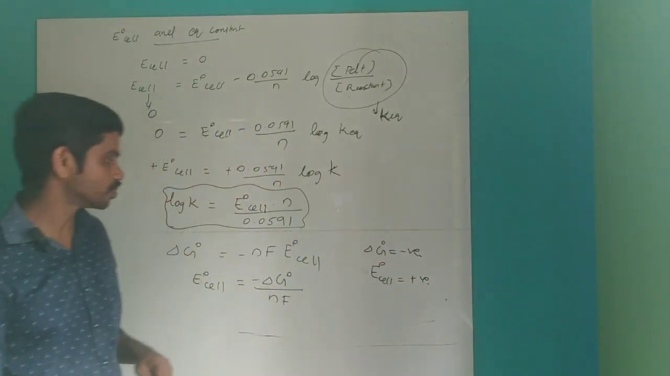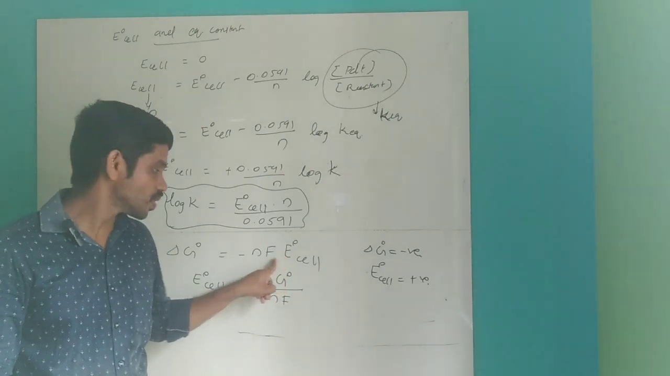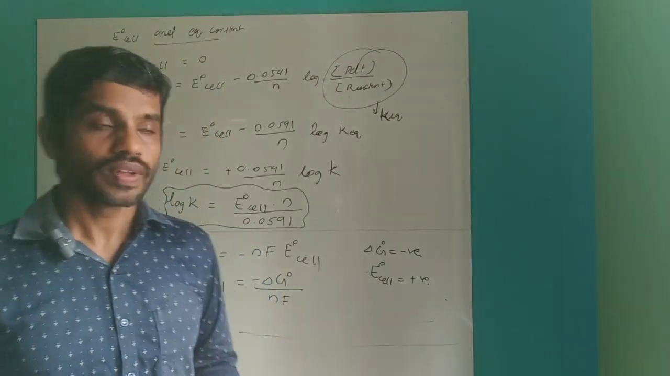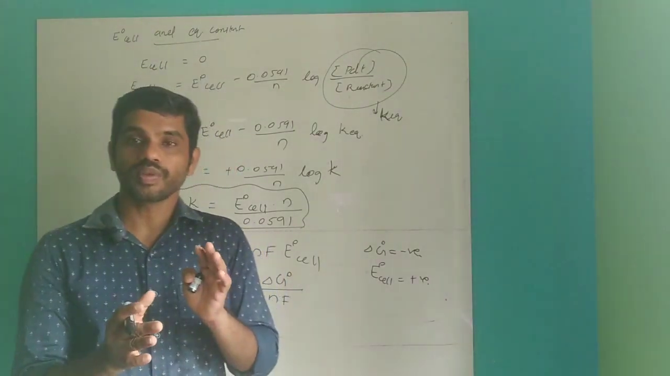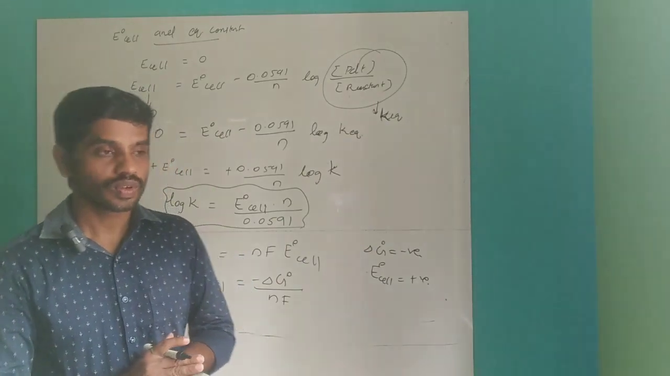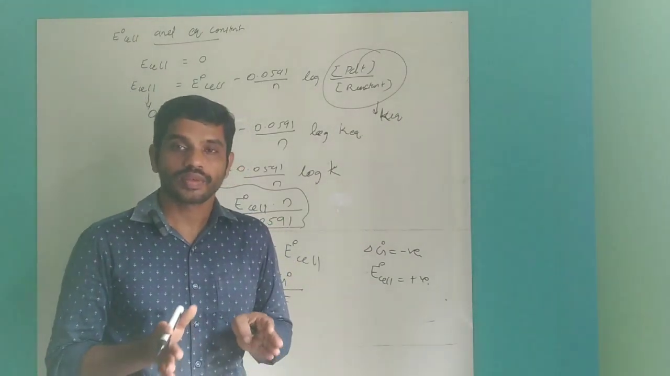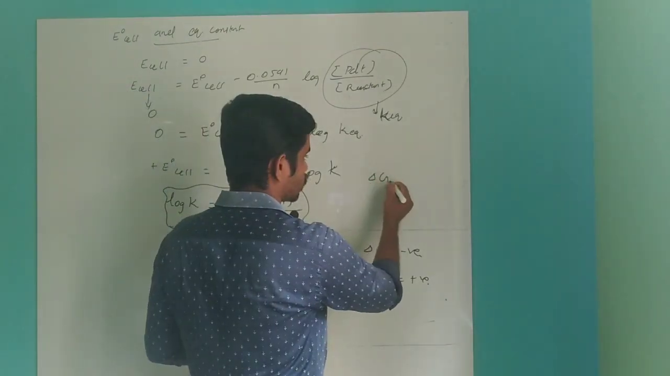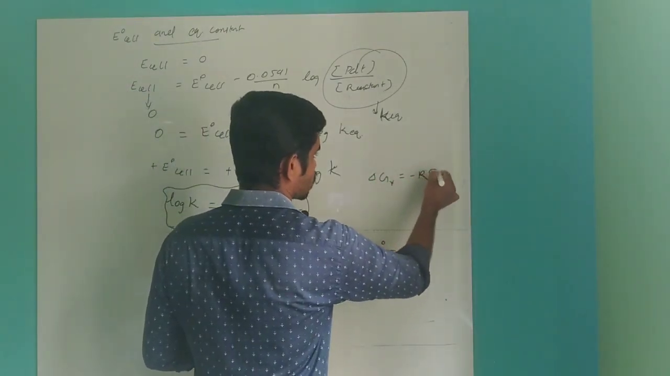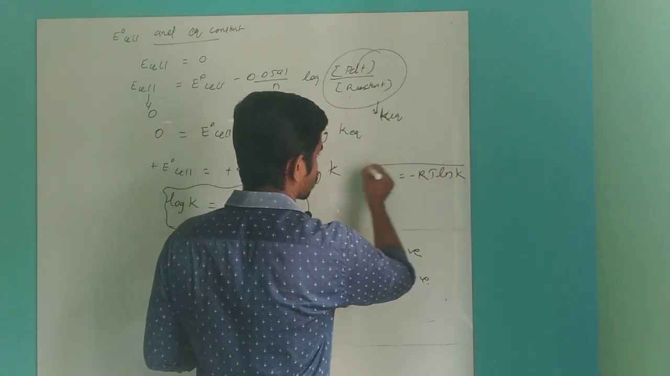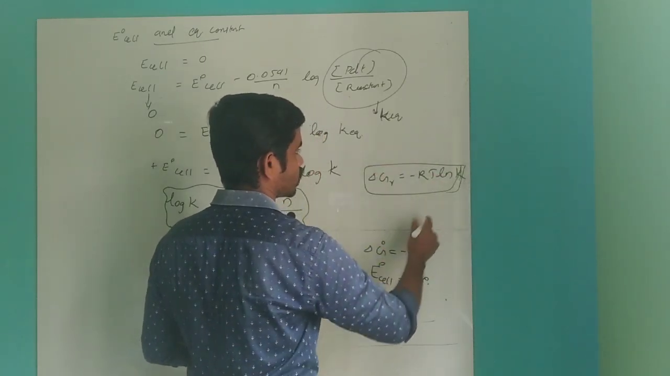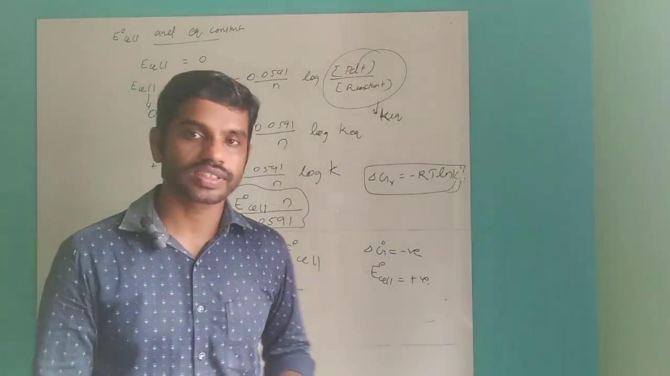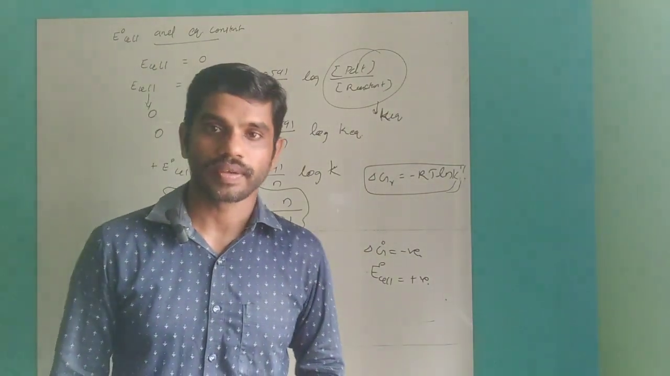So condition: E0 cell is a positive quantity and delta G0 is a negative value. Then what is the relation between the equilibrium constant and free energy? Delta G of reaction is equal to minus RT ln K. So this is another relation.